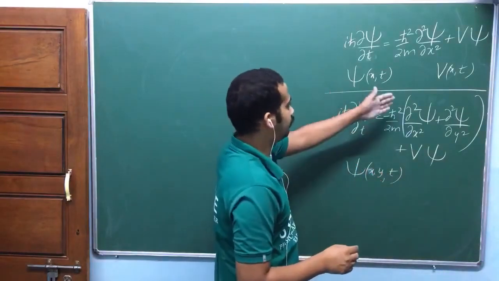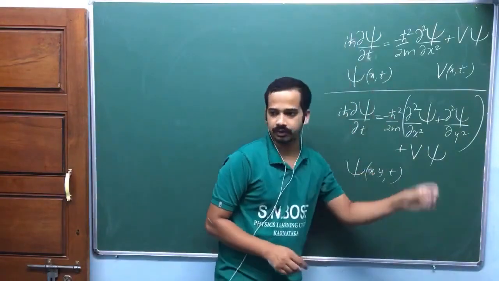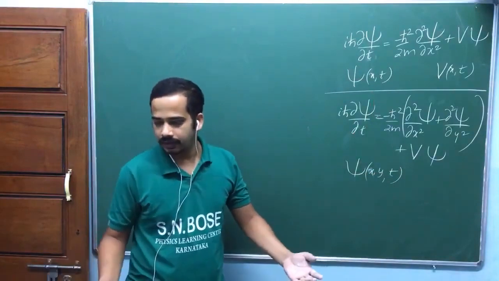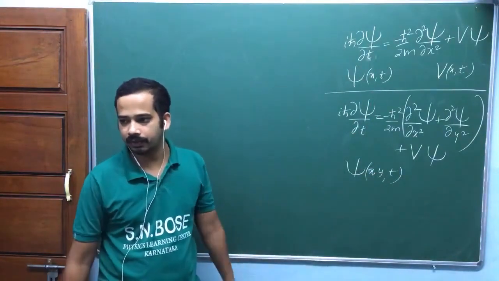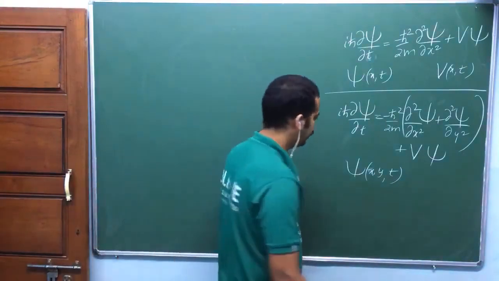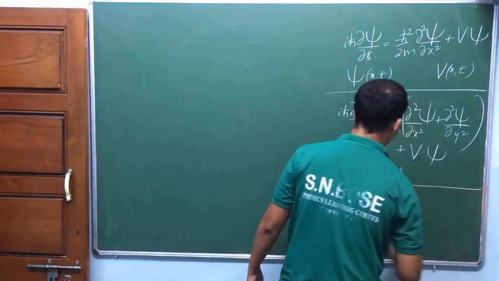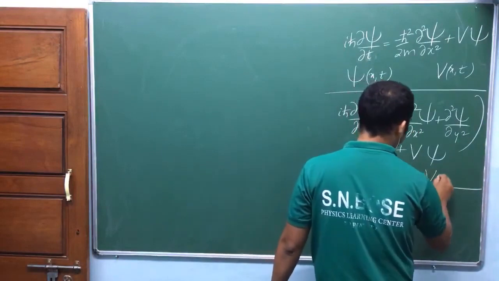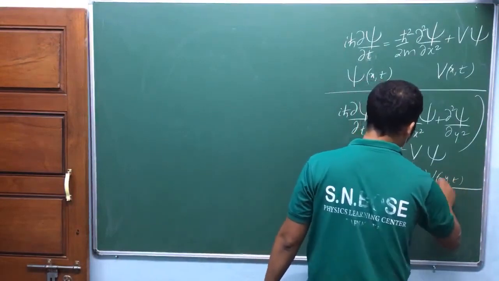Whenever it is a function of two variables, it will be a partial differential equation actually. If an equation gives you a function of two variables, usually that is a partial differential equation. So this is two dimension. Again, in the most general case, V is a function of x, y, t.